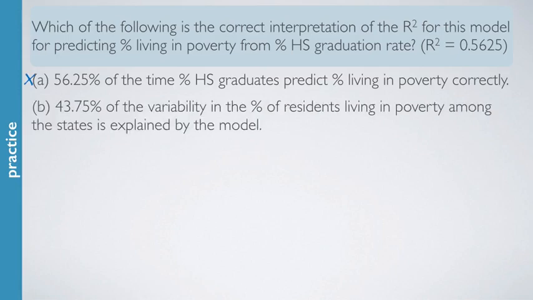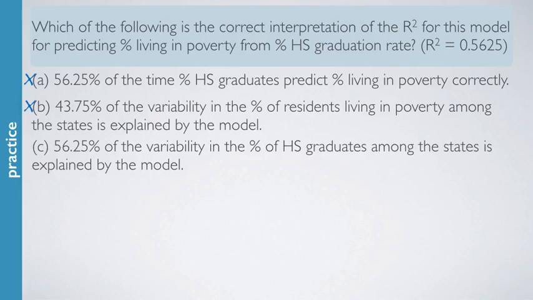B, 43.75% of the variability in the percentage of residents living in poverty among the states is explained by the model. This is starting to sound right, but the value is simply not right. Here, this is the complement of R-squared versus what we would really want is for R-squared to be explaining the percentage of the variability in the response variable. So this is not the correct interpretation either. C, 56.25% of the variability in the percentage of high school graduates among the states is explained by the model. This is not correct because this is about the explanatory variable, not the response variable.